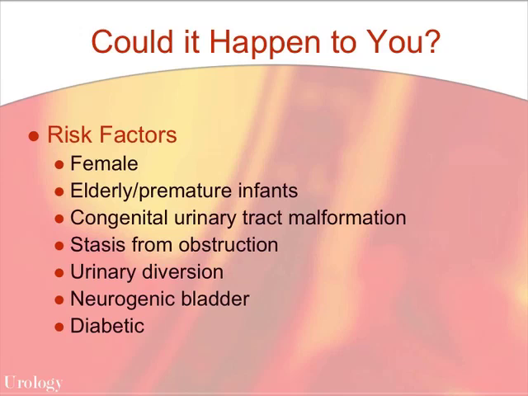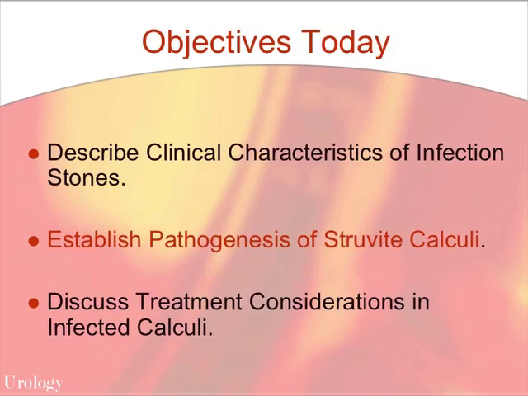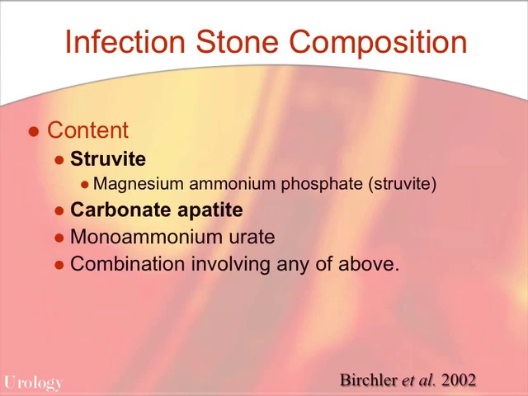Some of the risk factors congruent with infection stones are similar to those with urinary tract infections in general. Females, people at extremes of ages, whether you're a premature infant or elderly, sometimes both. If you have abnormalities in the anatomy of the urinary tract, stasis from obstruction, urinary diversion, neurogenic bladder, or if you're diabetic. Now moving towards pathogenesis in infection stones, we'll first talk about the content.